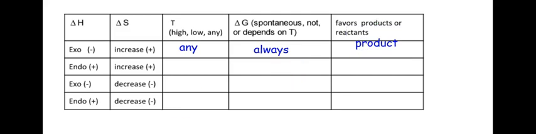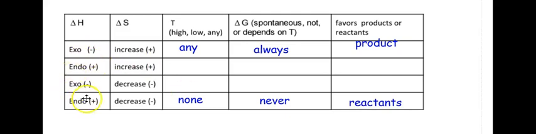You're going to make a lot of products here, okay? So what if it is the opposite? How about, I'm going to go down here next. What if it's the opposite? What if it's an endothermic and I'm decreasing entropy? Will it ever be spontaneous? Never. At any temperature? No. At no temperature will it be spontaneous. And what does it favor? I'm not going to make any products, so guess what? I'm only going to make reactants.